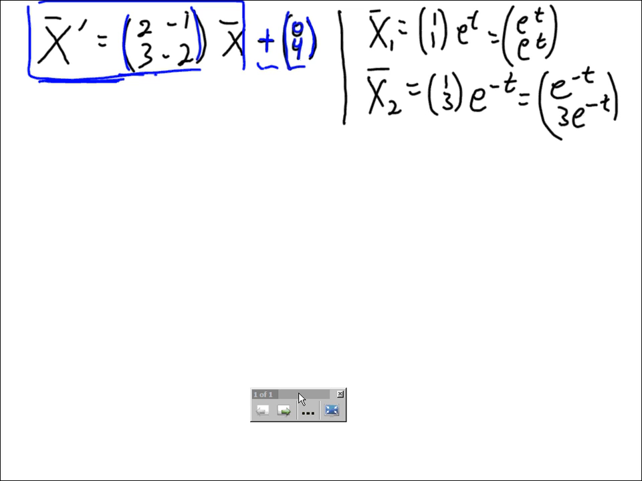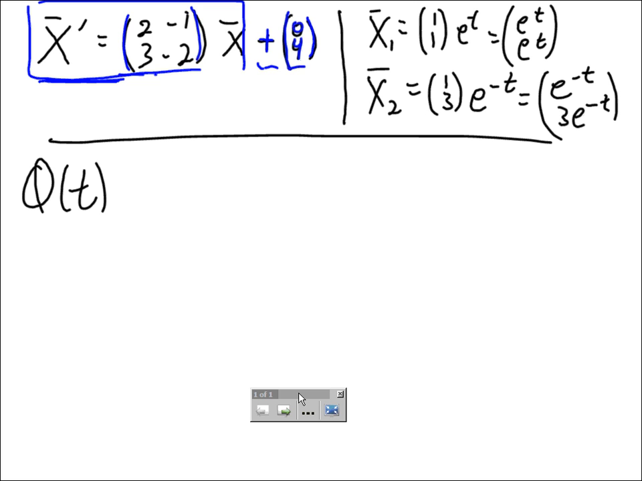Now, we define a new matrix called phi of t. And phi of t is really easy. The first column is just x1, just those two entries. And the second column is just the entries in x2.